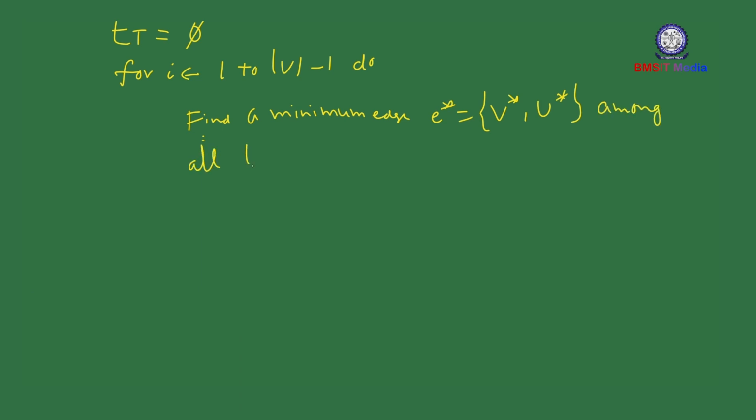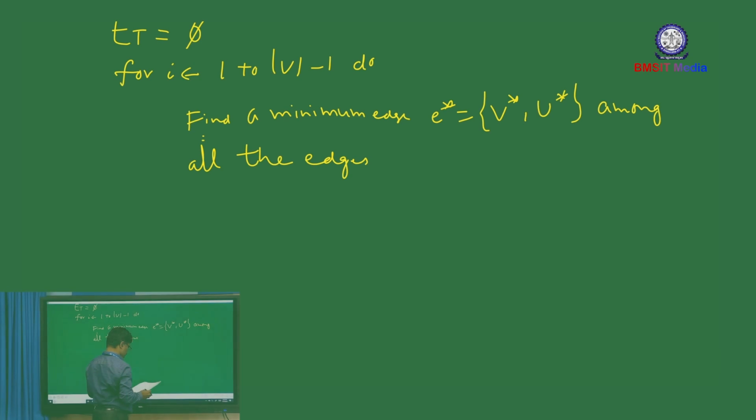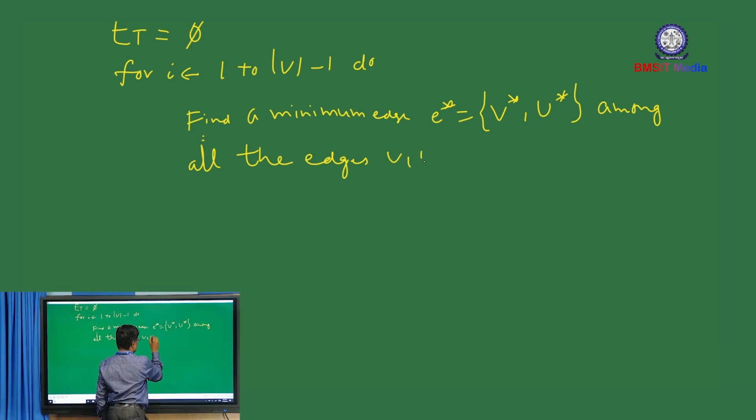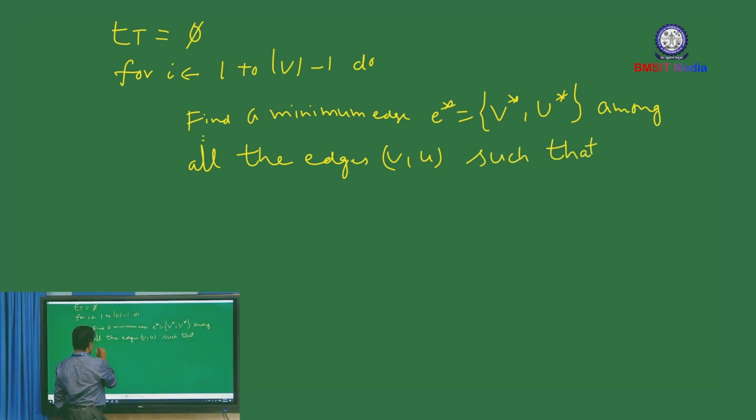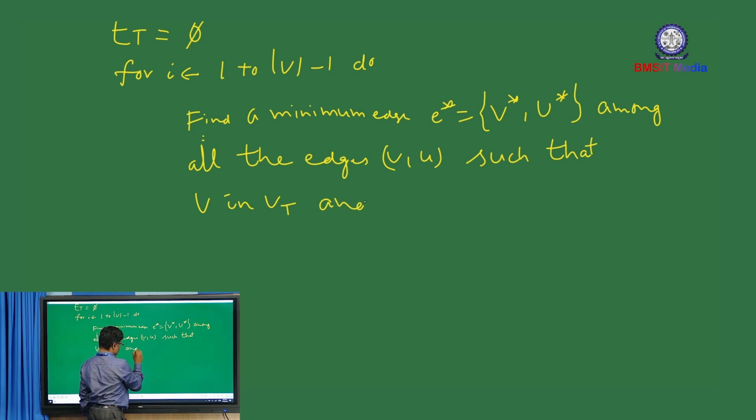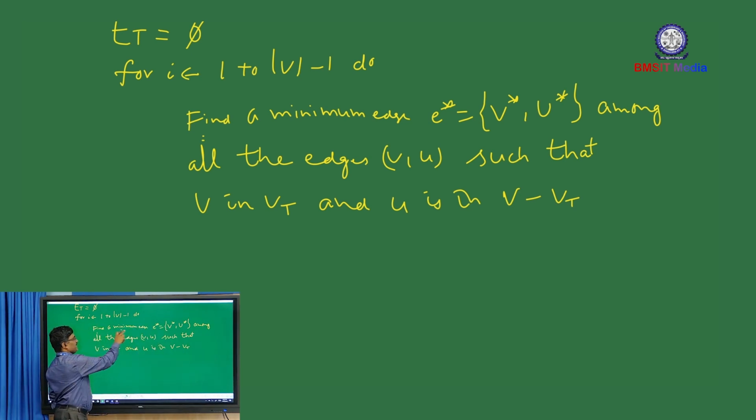Among all the edges (v, u) such that v is in VT and u is in V minus VT. So this entire thing means what? Find a minimum edge e star equal to (v star, u).